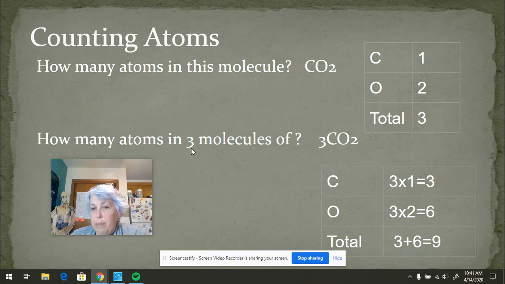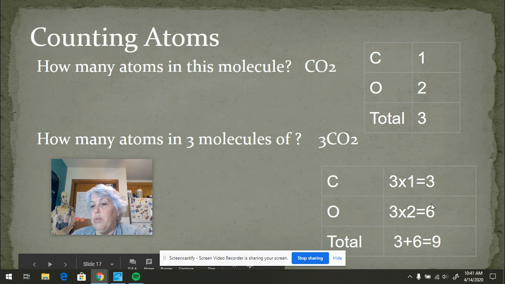But what if there's 3 molecules of carbon dioxide? Well, there's still one atom of carbon, that's this right here, but there's a 3 in front of it. So 3 times 1 is 3 carbons. And then we've got our 2 oxygens, so 2 oxygens times 3 molecules of carbon dioxide. That's the 2 there, and the 3 there. 2 times 3 is 6.